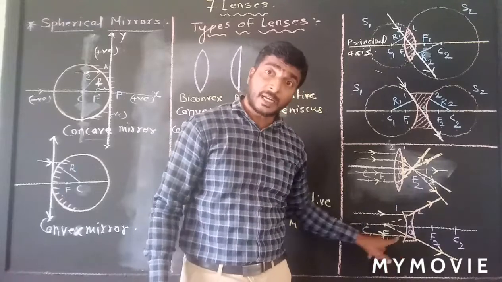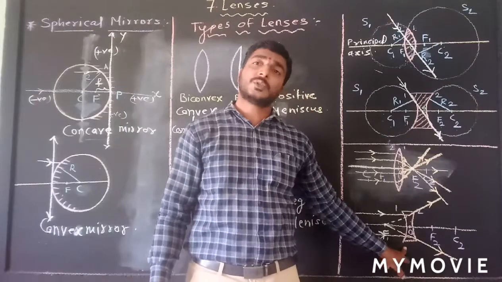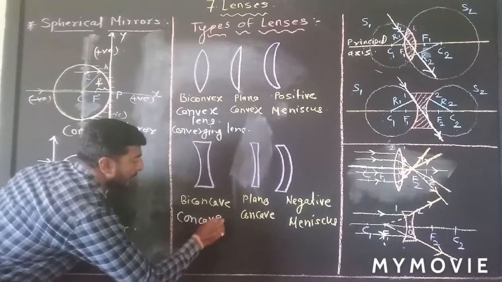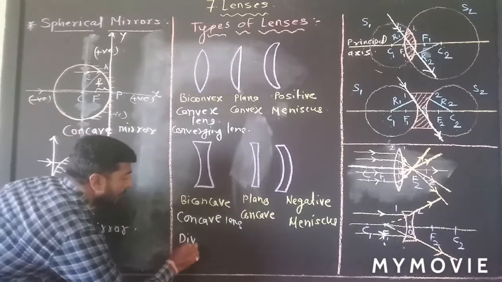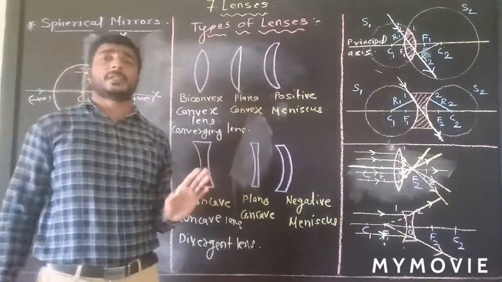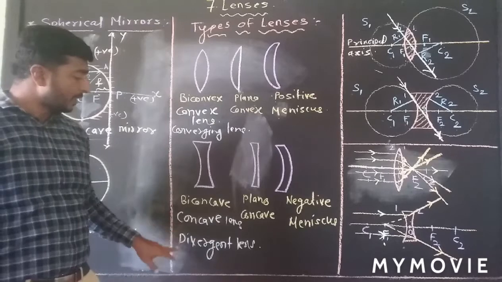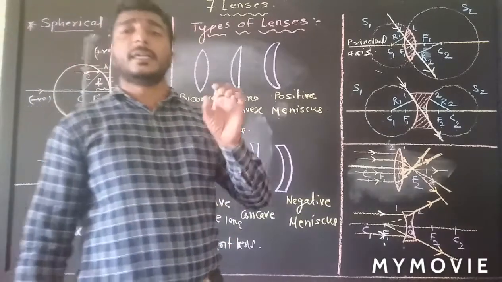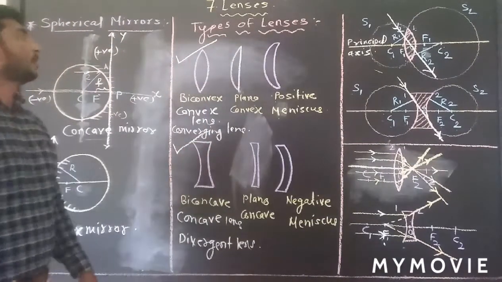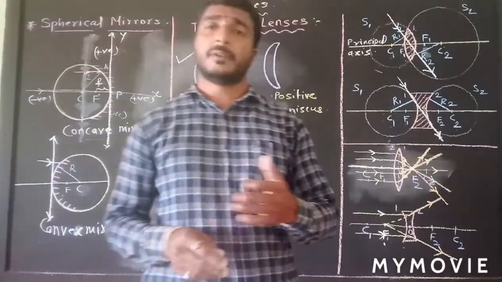And the lens which diverges the rays of light in different directions is also called a divergent lens. This is a concave lens, or it is also called a divergent lens. So there are three names for each lens: biconvex, convex lens, and converging lens; biconcave, concave lens, and divergent lens. In this chapter, in the 10th standard, you are going to learn only about the concave lens and convex lens. Some terms related to this we will study in the next session.